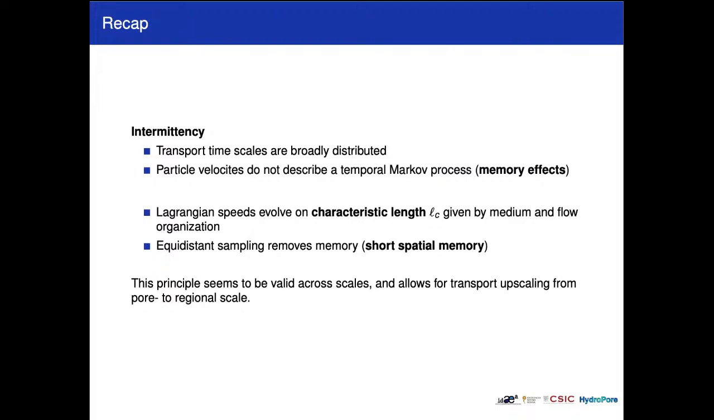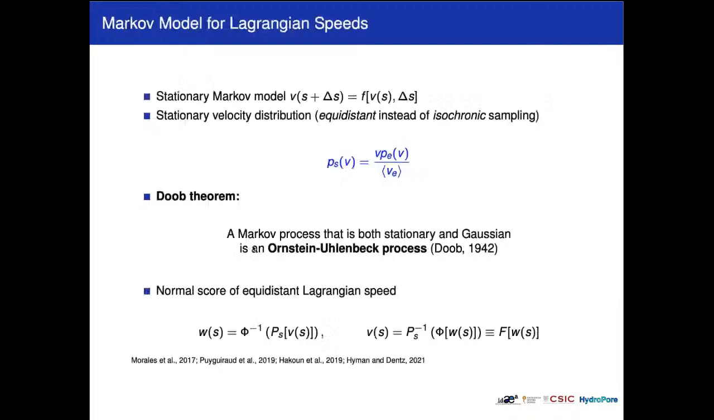So now, quick recap. So we have intermittency, which means transport timescales are broadly distributed. And this means particle velocities cannot describe a Markov process. So we have memory effects because particles can stay in the same velocity for a long time. So this means they remember their velocity for a long time. But what we have seen is that speeds, they rather evolve on a characteristic length scale than a characteristic time scale. And when we do equidistant sampling, we remove this memory. And now we can put these insights in a mathematical model, in an upscale transport model, where we say, okay, we consider our particle velocities now as Markov models, but evolving in space instead of time. So it's a kind of a spatial Markov model.